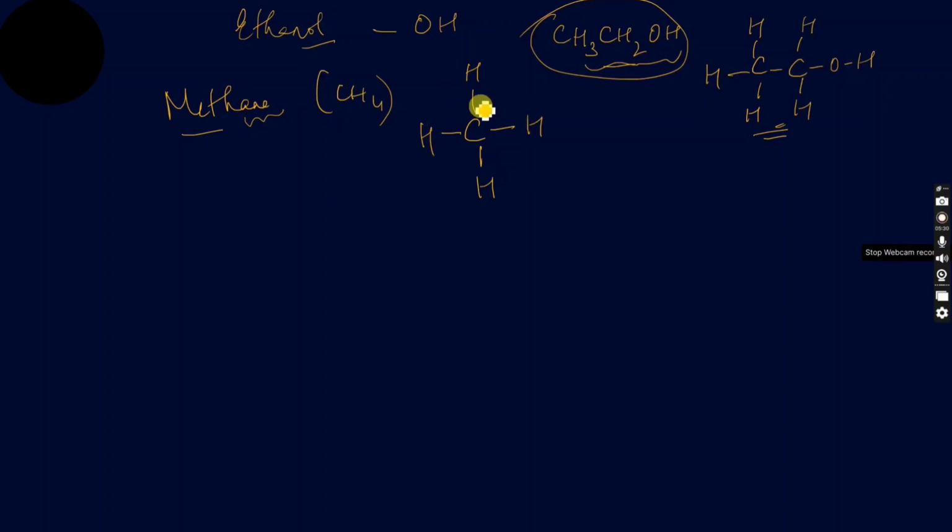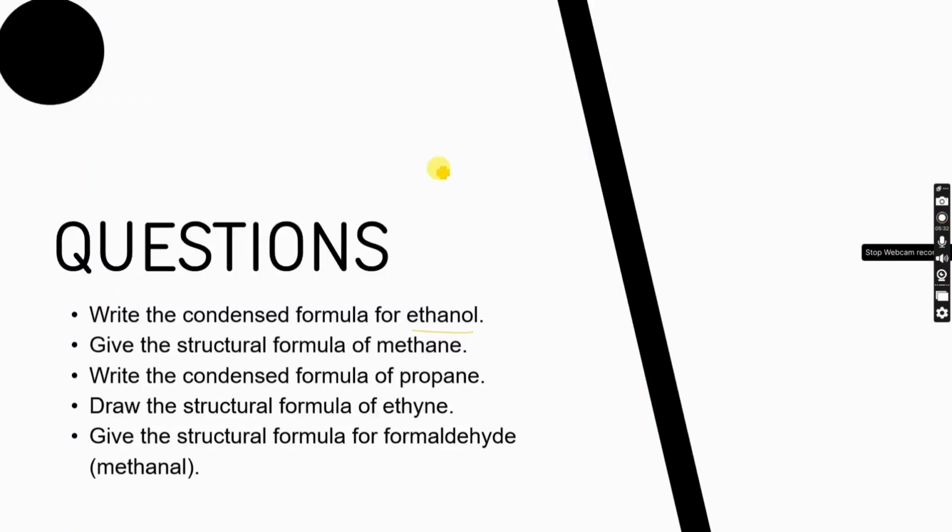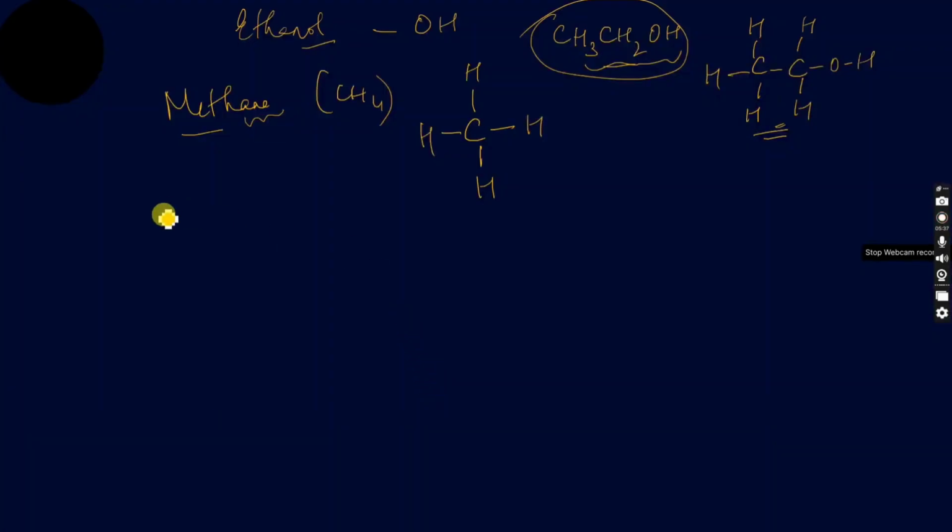So propane is another alkane. Prop means 3 carbon. So let's write CH3, CH2, CH3. Alkane is there, so all are single bonds. So CH3. So this is the condensed formula of propane, 3 carbons.